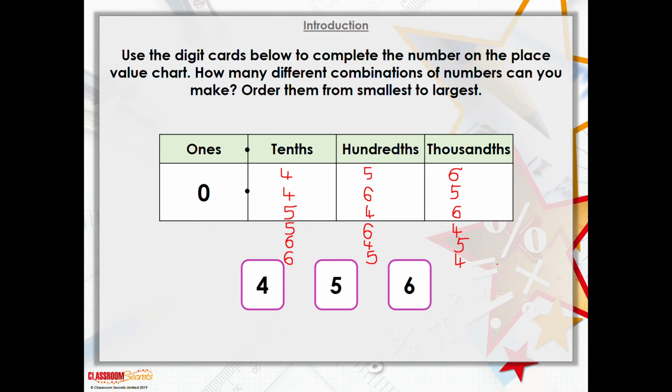0.456, 0.465, 0.546, 0.564, 0.645, 0.654, and actually because we've done it in that way they are in order from smallest to largest, because the ones that have the lowest digit in the tenths column are the smallest.